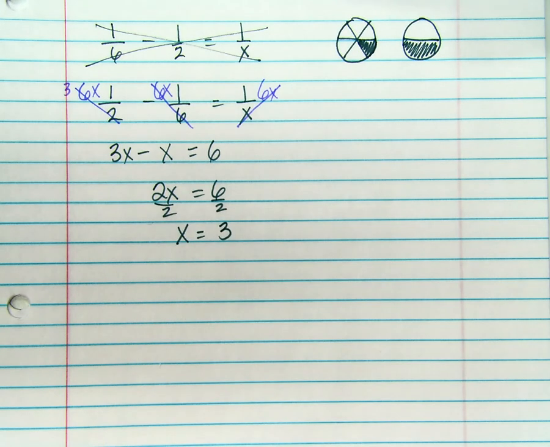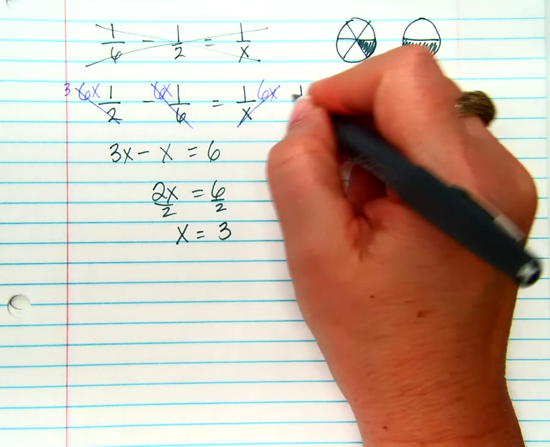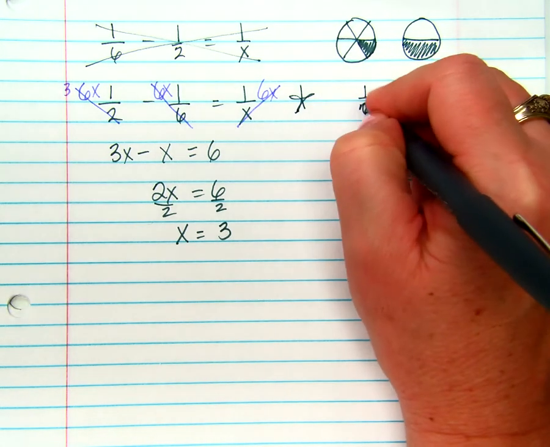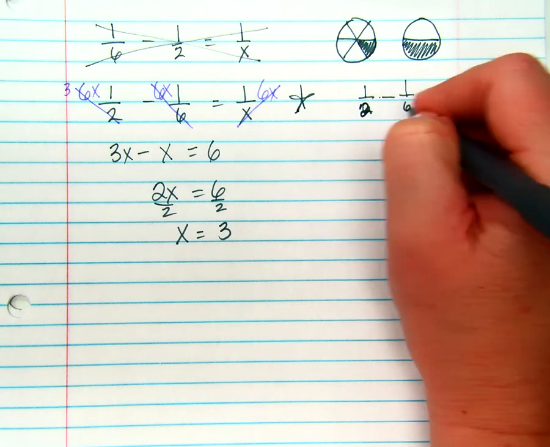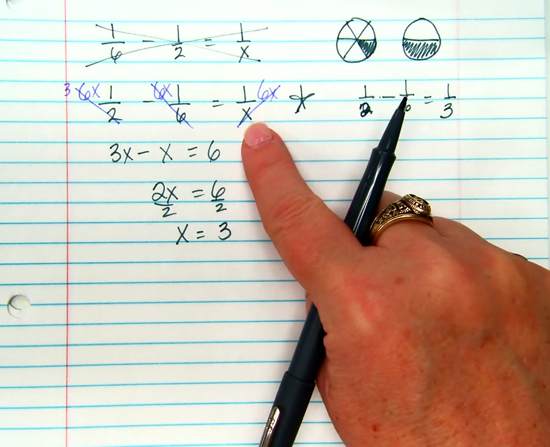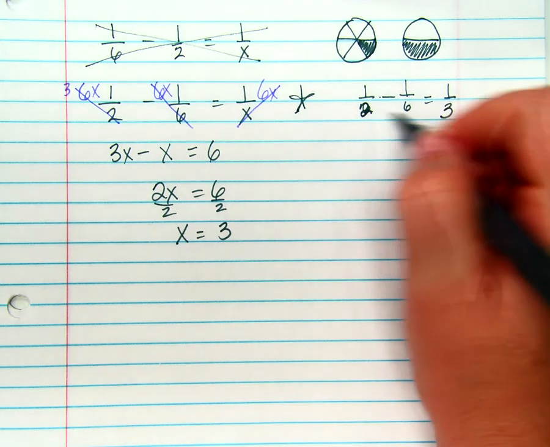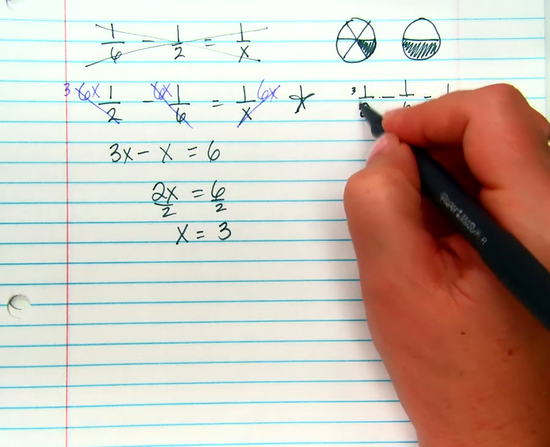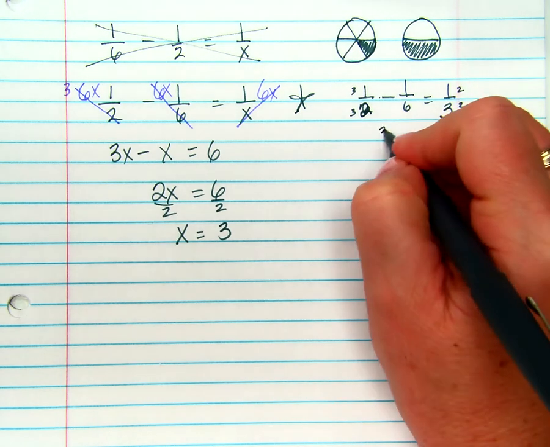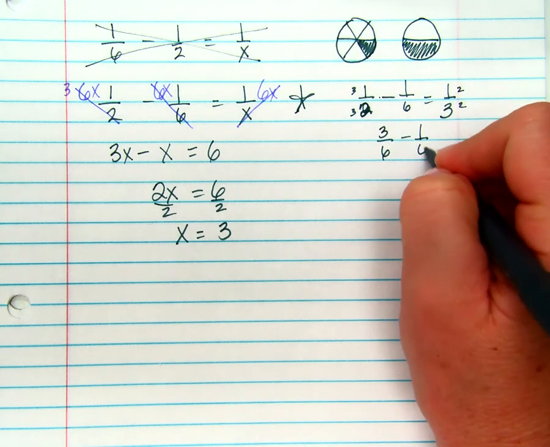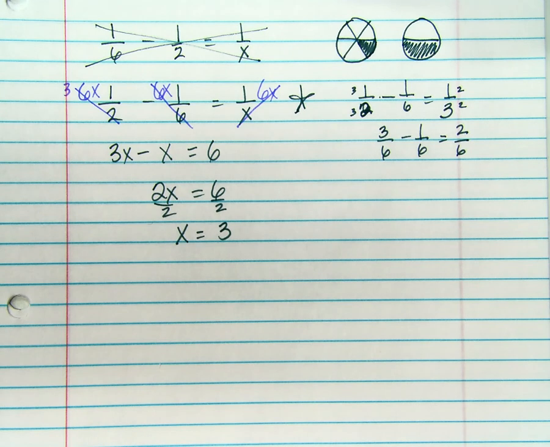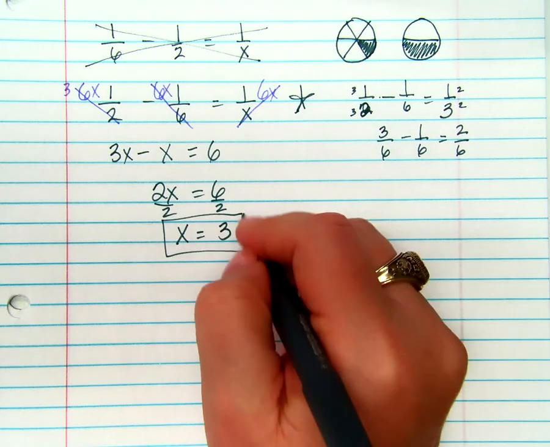Is it correct? Go back here and check it, right? 1 over 2 minus 1 over 6 should equal 1 over 3, because that's the only x in the problem, isn't it? Okay? Common denominator would be 6, so I got to multiply each of these by 3, and each of these by 2, which gives me 3 over 6 minus 1 over 6 equals 2 over 6. Is that true? So this is the correct answer, right?